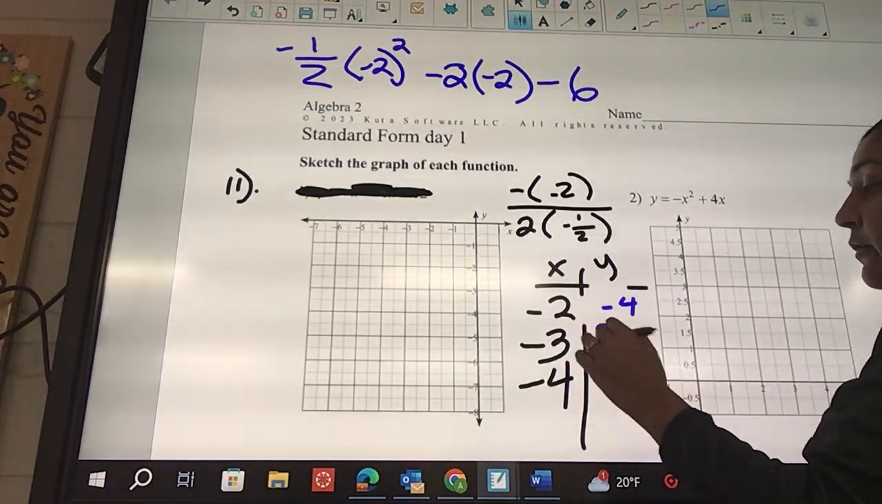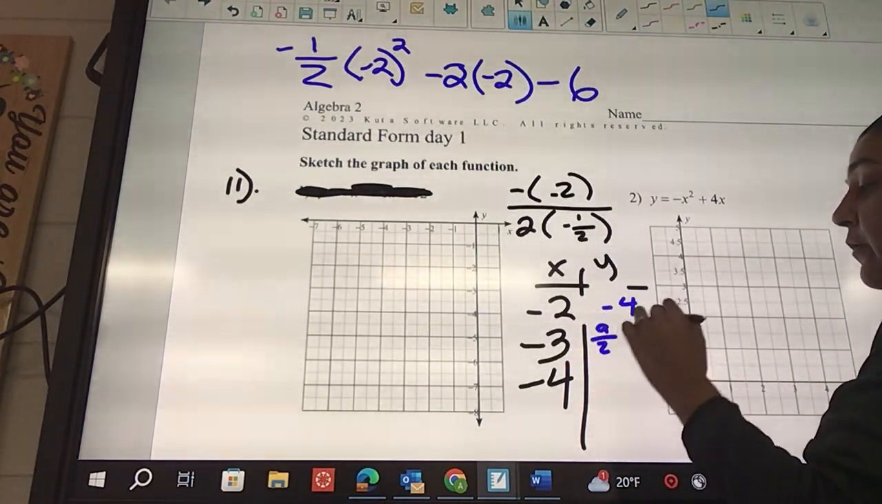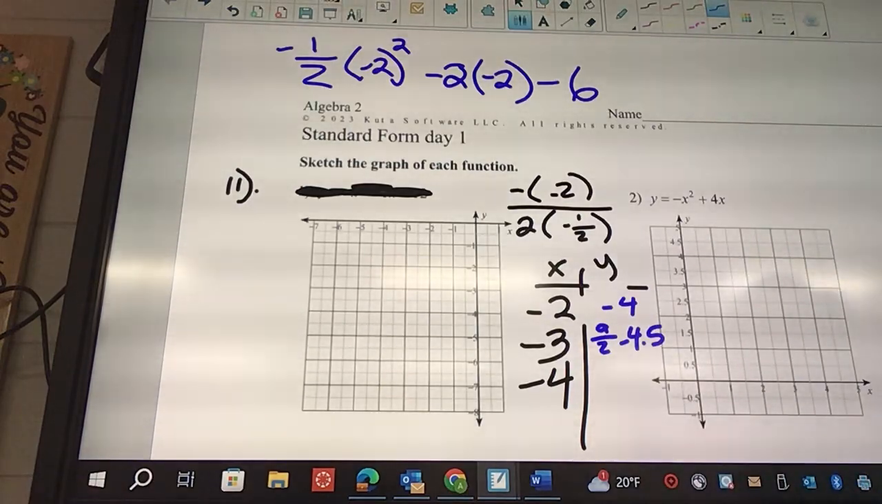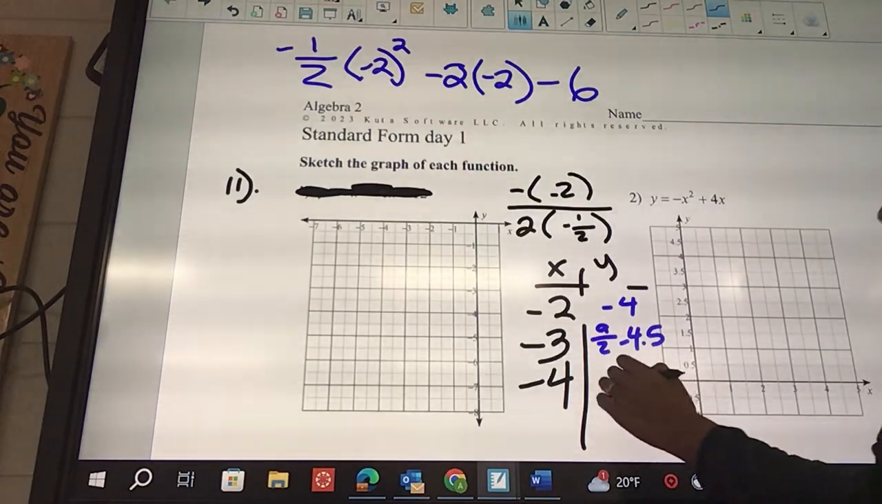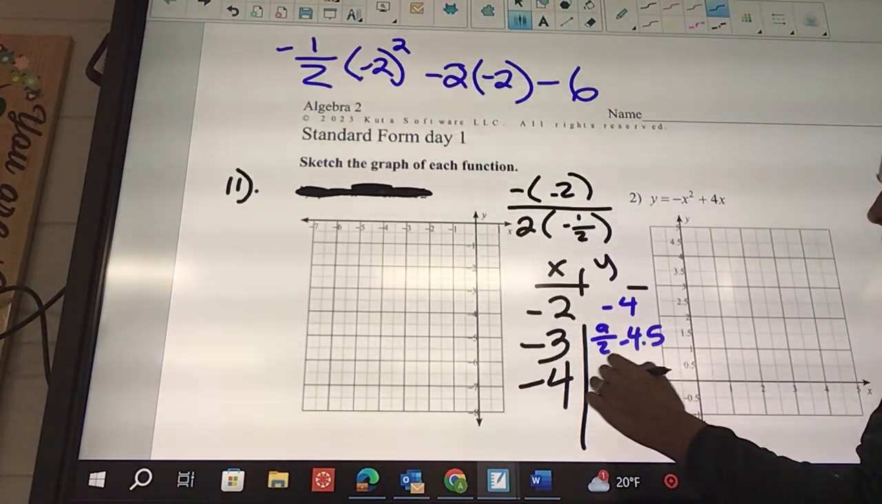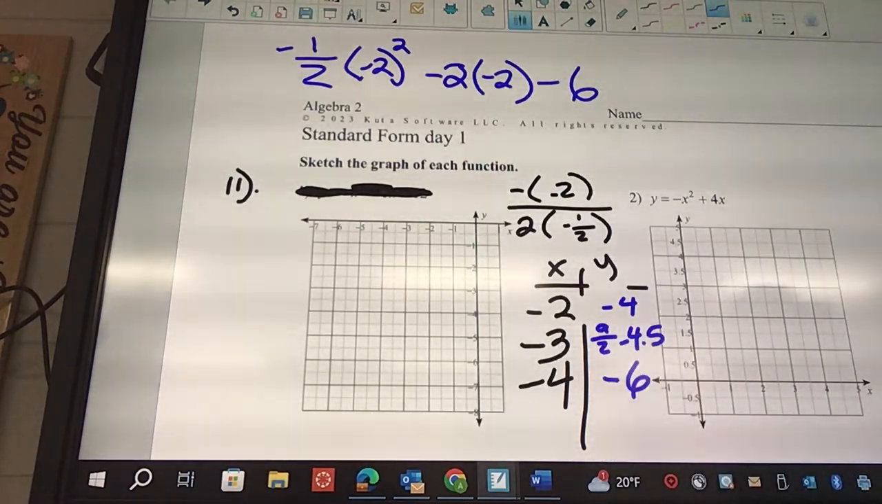So you got 9/2 though? Yeah, which is -4.5. Okay, and what about the 4? -6. Somebody agree with that? Yeah. Okay, so let's graph it.